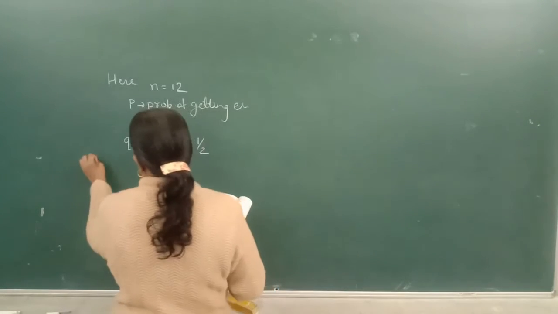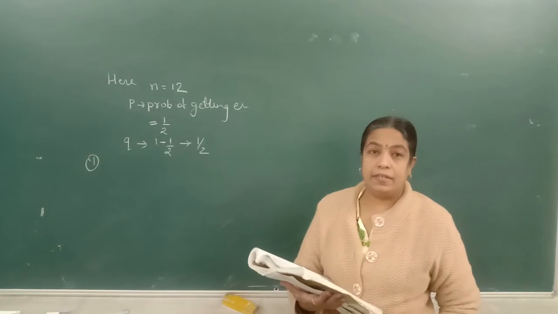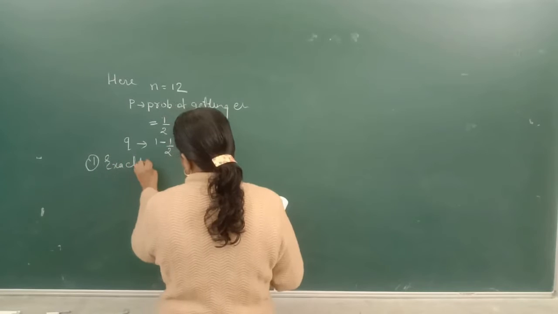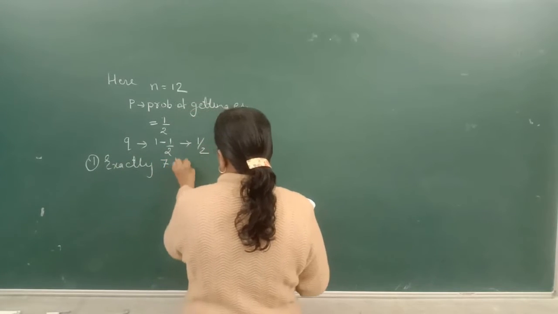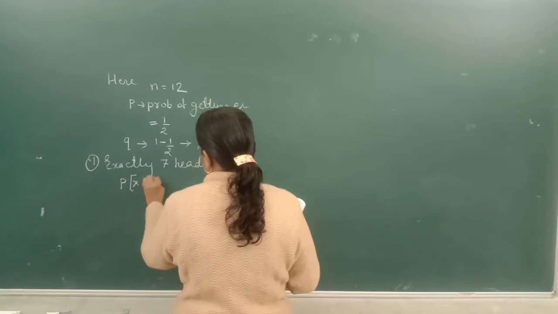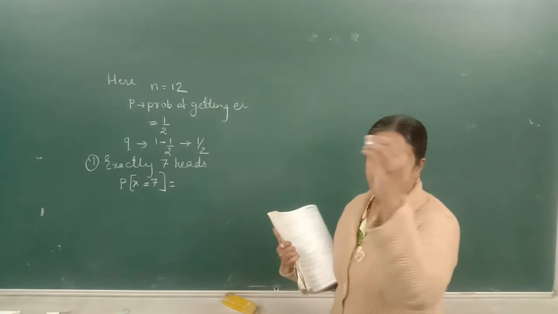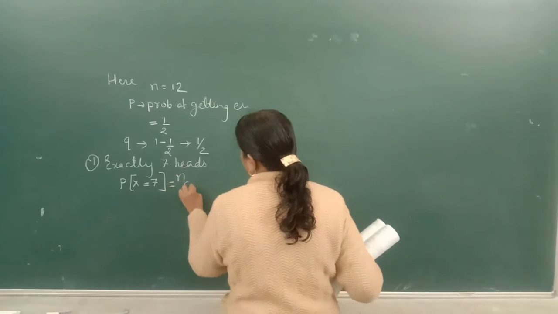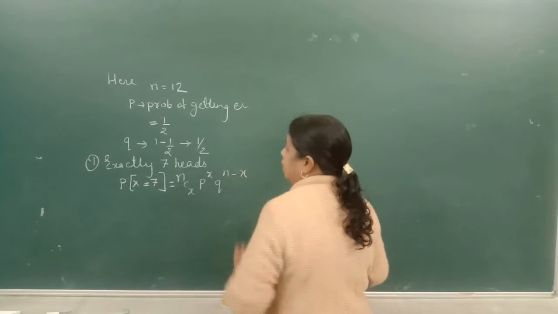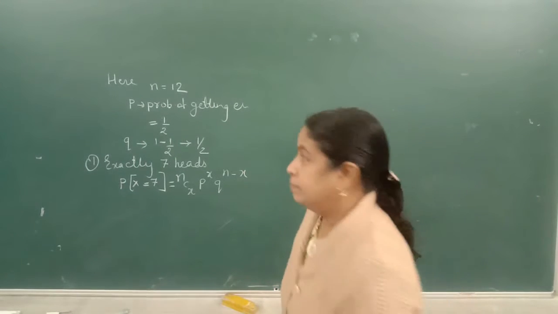Now first we want the probability of getting exactly 7 heads. Now P of x is equal to, how many heads do we want? 7 heads. Now remember our formula, nCx p to the power x into q to the power n minus x. Now we will just put the values over here. Just see.